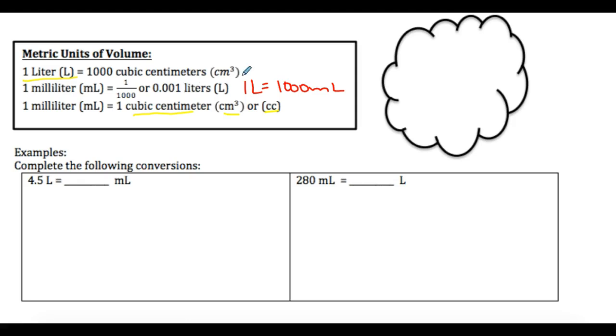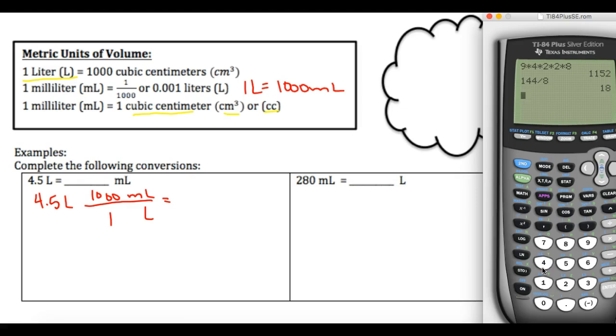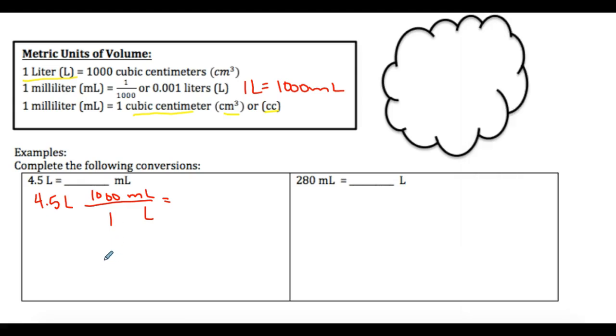You could use either one of them. Okay, so if you like decimals, do it that way. If you like whole numbers, that's fine as well. If we look at 4.5 liters, if we put liters down below, 1 liter is 1,000 milliliters. So when I multiply 4.5 times 1,000, that gives me 4,500 milliliters.